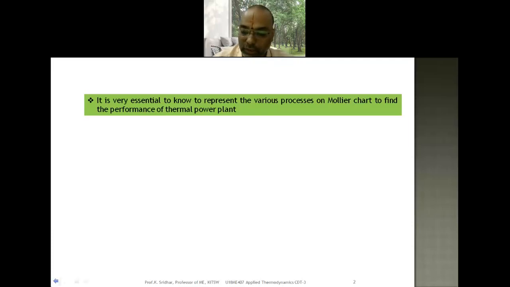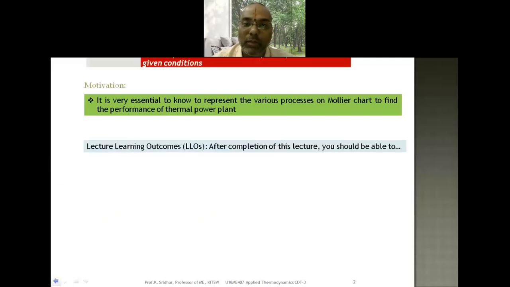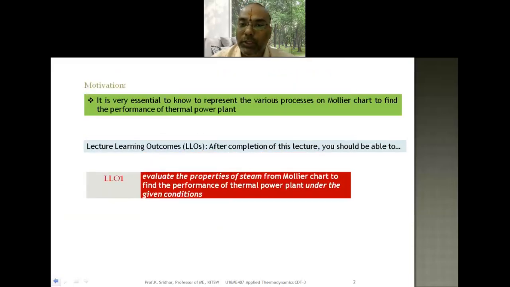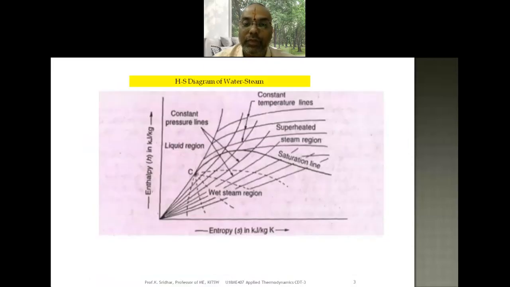So on this Mollier diagram, how can we plot the various processes, meaning constant volume, constant pressure, isothermal, adiabatic and polytropic processes? How can you represent them on the Mollier chart to find out the performance of the thermal power plant? At the completion of this lecture, I am expecting every student to be in a position to evaluate the properties of the steam from the Mollier chart to find the performance of the thermal power plant under the given conditions.